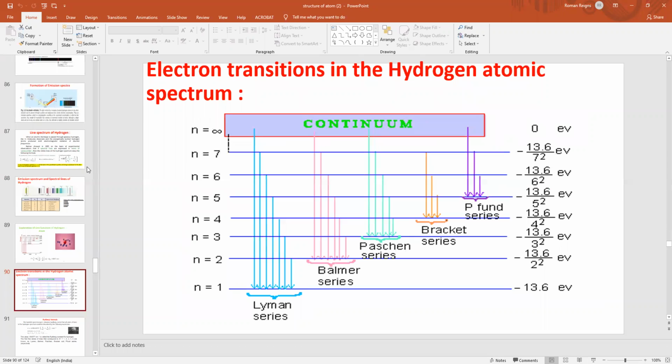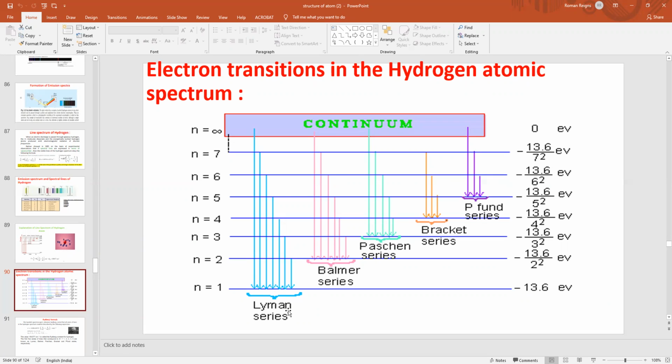So after studying the emission spectra of hydrogen, various lines were obtained, and these lines were separated into various types, like Lyman series, Balmer series, Paschen, Brackett, and Pfund series, depending upon the excited state and the ground state in which it is falling back.